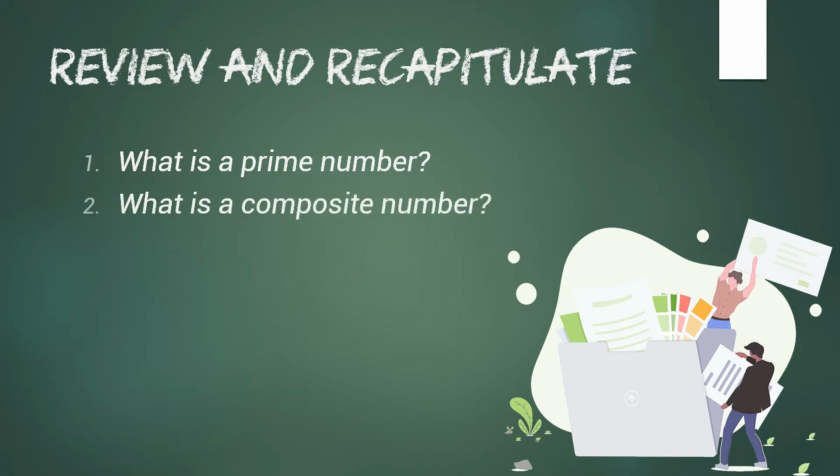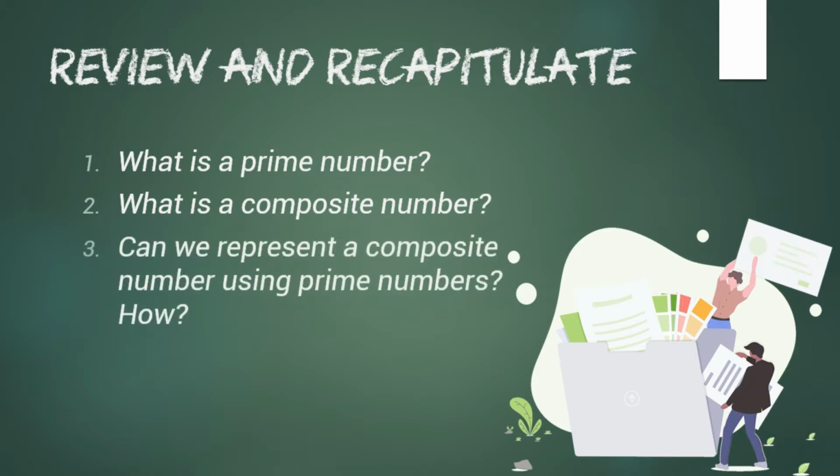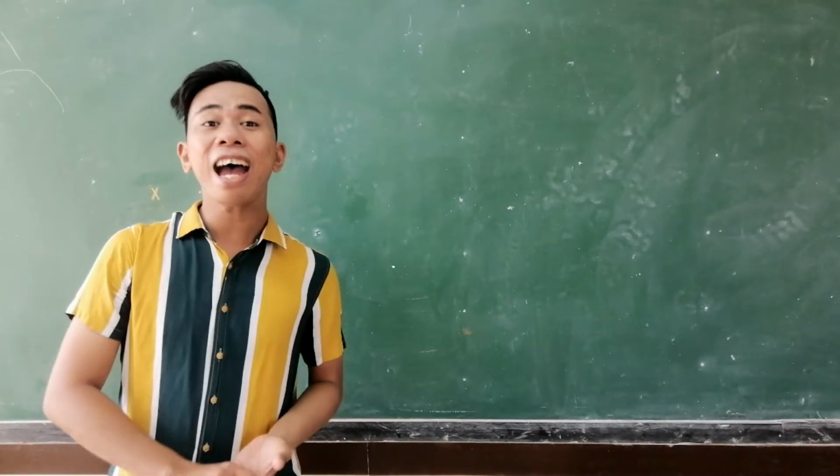Number 2, what is a composite number? And number 3, can we represent a composite number using prime numbers? And if yes, how?